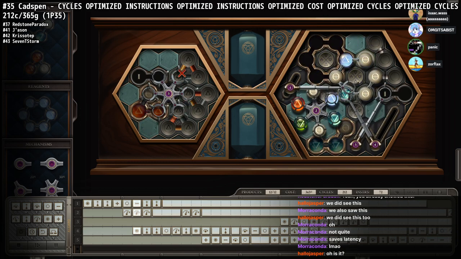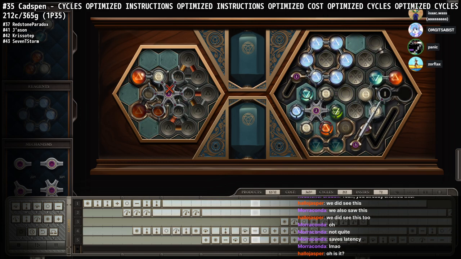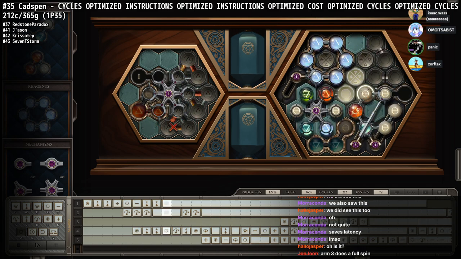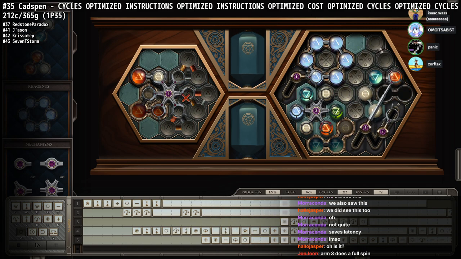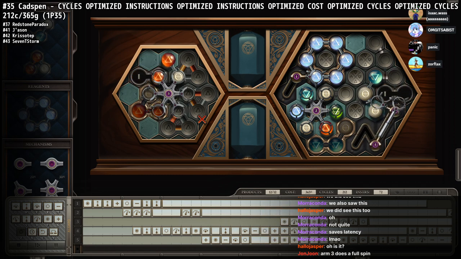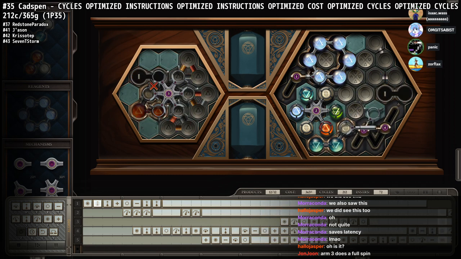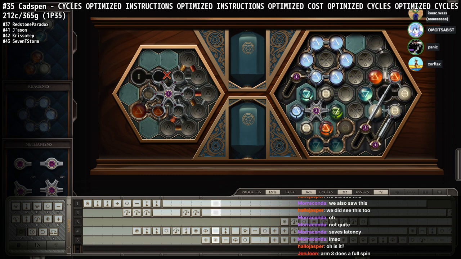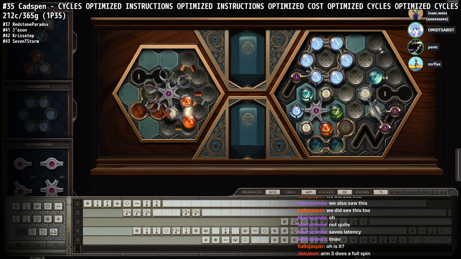Mm-hmm. And yeah, you can see what Swerflex was talking about earlier, where it's grabbing the salt here, which lets it do all the triplex. Because otherwise, you have to do a triplex between here, and you don't have enough space. Yeah, it saves latency because ARM3 is outputting right away instead of waiting. ARM3 just goes brr.